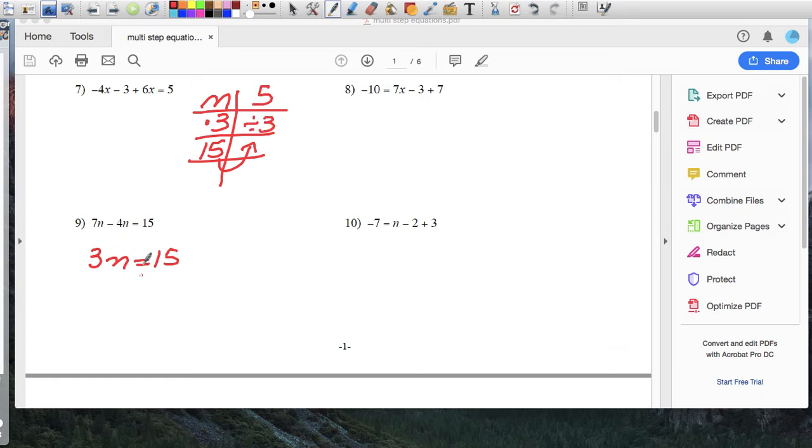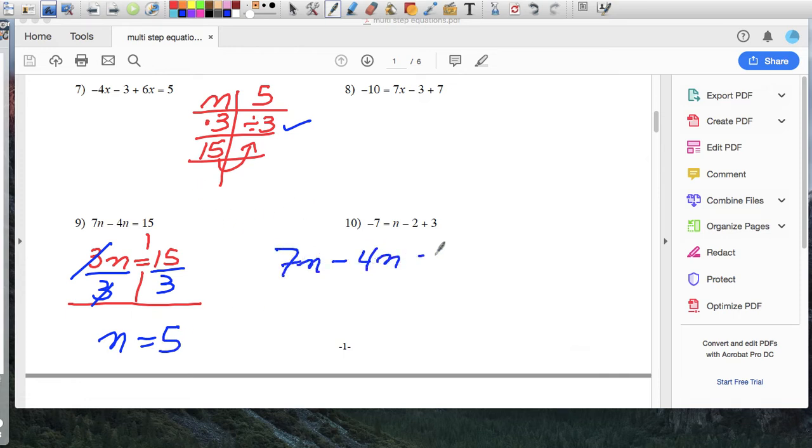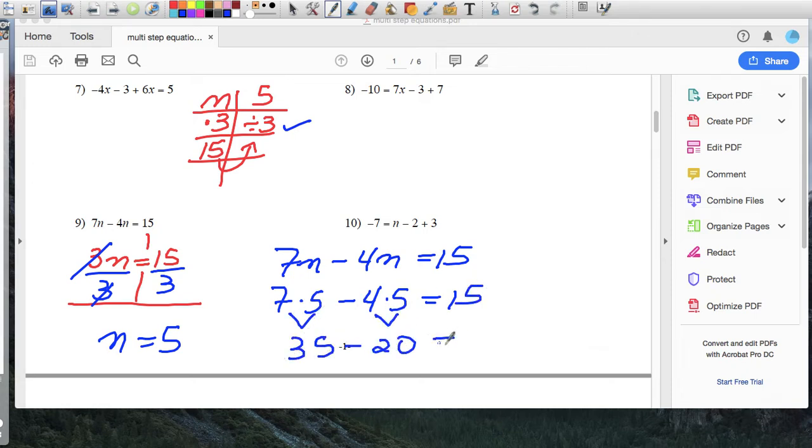So again, draw your line if you want to. It says divide by 3 on this side, so I'm going to divide by 3. 3 divided by 3 is 1, I get n left over, and 15 divided by 3 is 5. To do your check, 7n minus 4n equals 15. I'm going to replace the n with 5, so it's 7 times 5 minus 4 times 5 equals 15. 7 times 5 is 35. 4 times 5 is 20. And 35 minus 20 is indeed 15, so we have a correct answer.